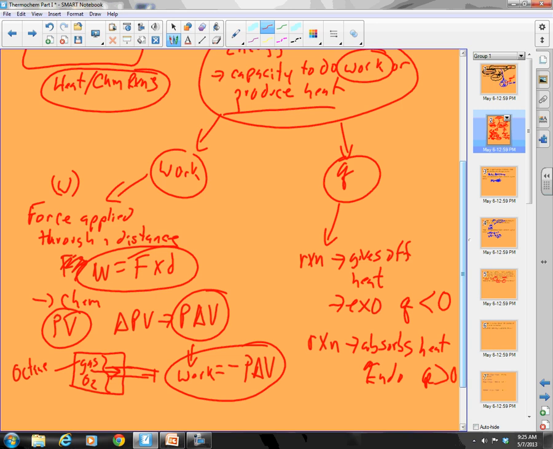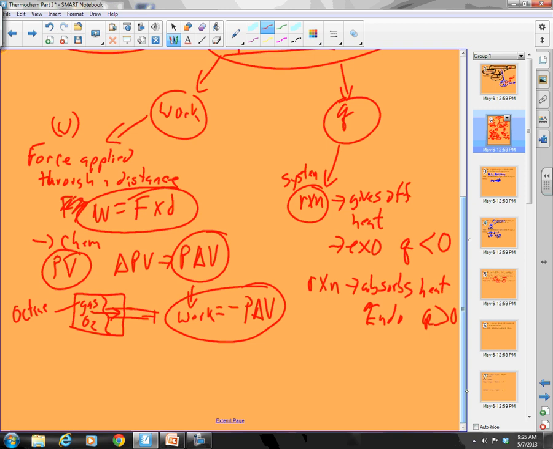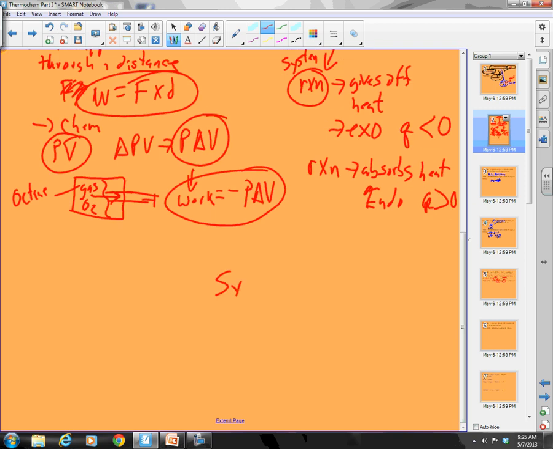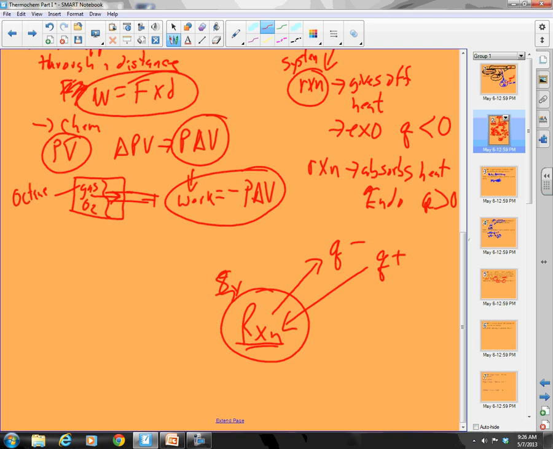And really what we're saying here is what? As we mentioned last time, my reaction is my system, right? Maybe I should draw this better down here, right? We have lots of space. So my reaction is my system. So if heat leaves my reaction, it goes from my system to the surroundings. We say that that is Q equals a negative. If the surroundings add heat to my reaction, then we look from the perspective of the reaction. Heat is coming in, so Q is positive.